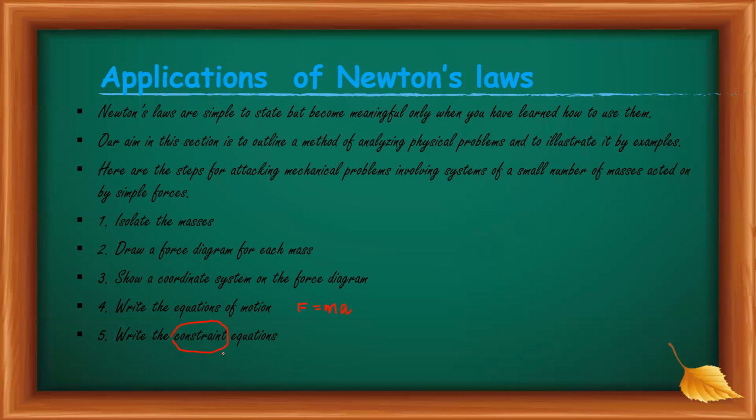Next, consider that if an ant or any insect is moving on the surface of a sphere, it only moves on the surface, so its distance from the center of the sphere is a constant. It is also a constraint.